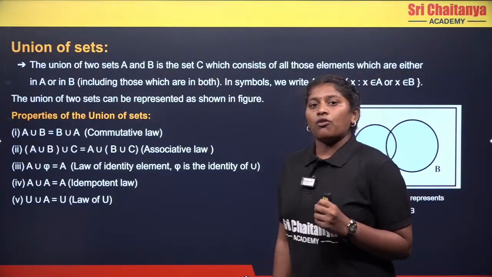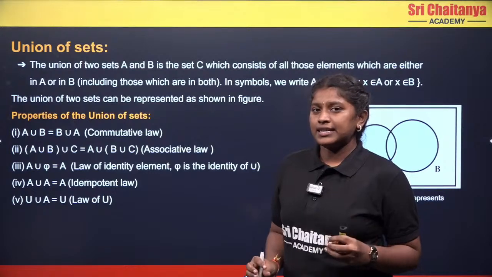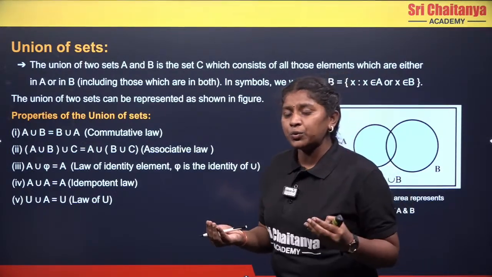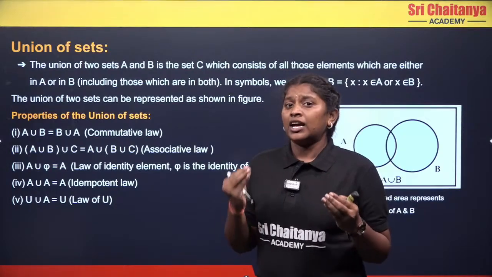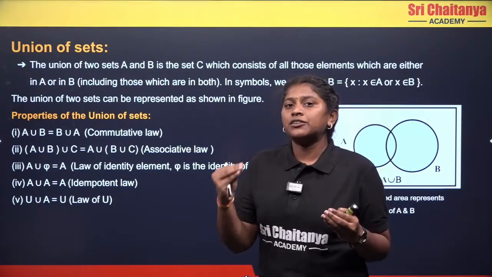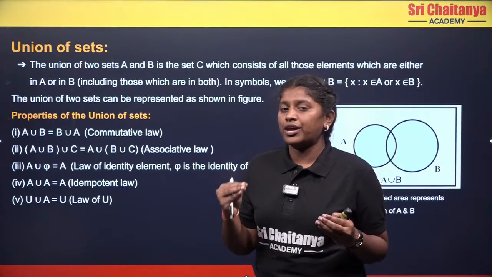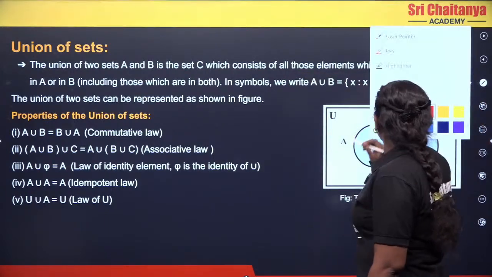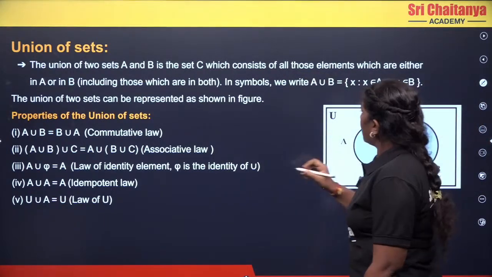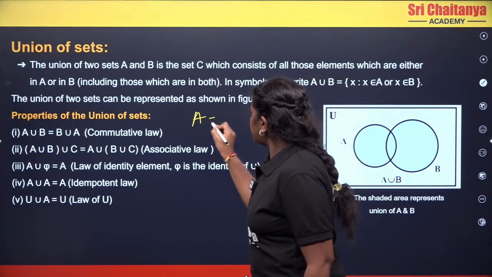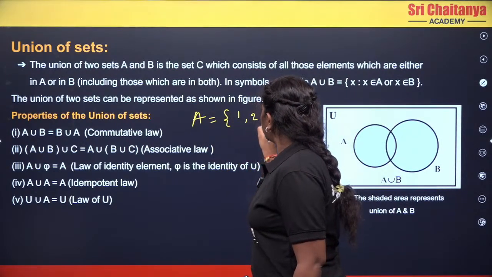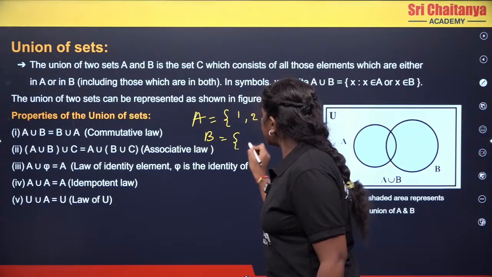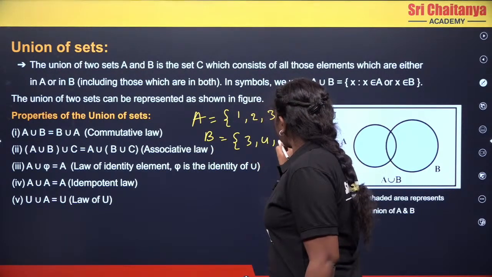Union of two sets. Generally, we have two sets A and B. How can we do the union operation? Union of two sets will give you the combined elements of A and B. For example, if I have a set A, which is the set {1, 2, 3}, and consider we have the set B, which is the set {3, 4, 5}.